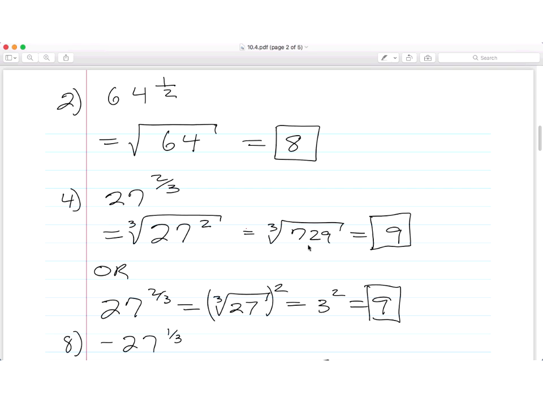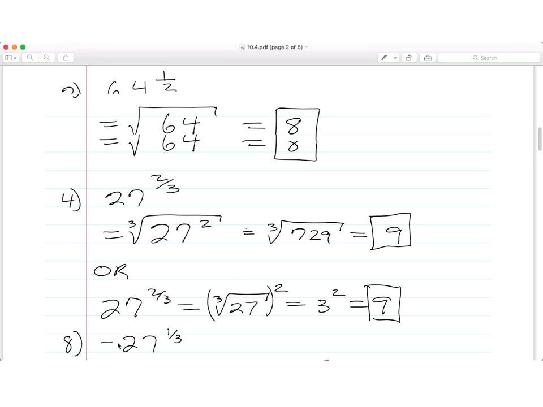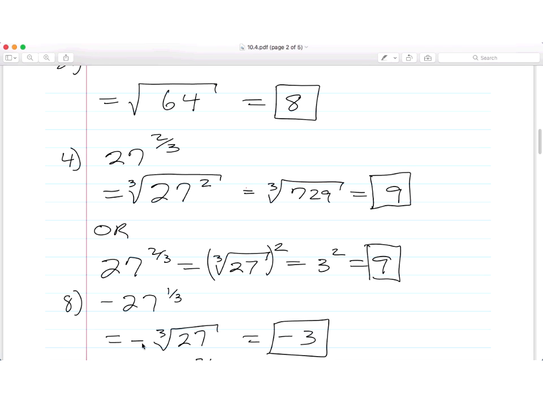Negative 27 to the power 1/3. So this is the same as taking the cube root of 27 and then negating it. So it's a negative cube root of 27. The cube root of 27 is 3, so my answer is negative 3.